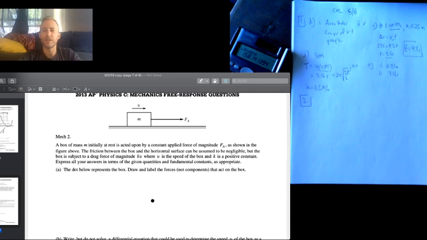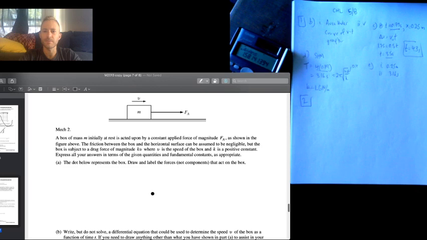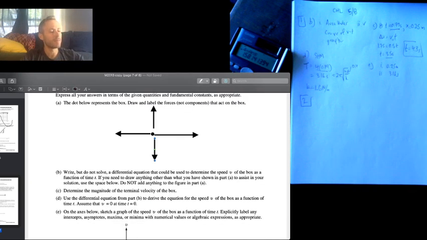Draw the forces that act on the box. We've got the applied force. We've got the drag force. I'm going to draw the drag force as being smaller than the applied force because it hasn't reached terminal velocity yet. We've got the normal force. And we've got the weight force. We've got 4 forces. So that is A.